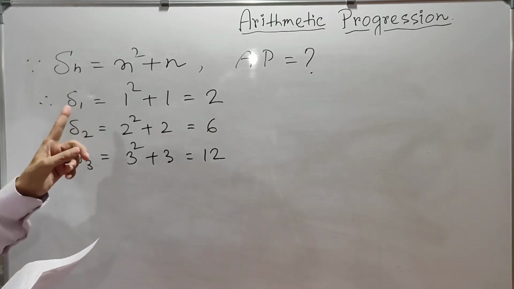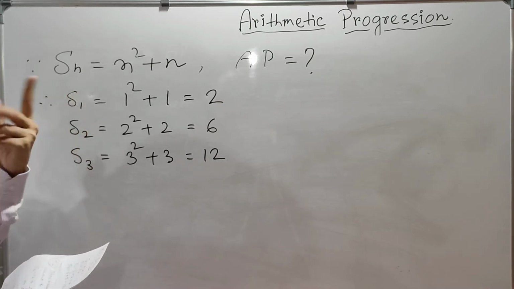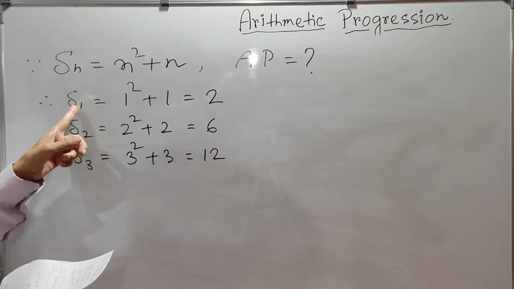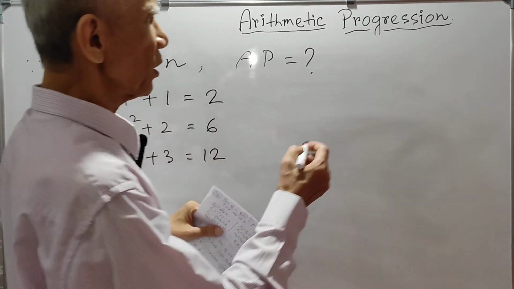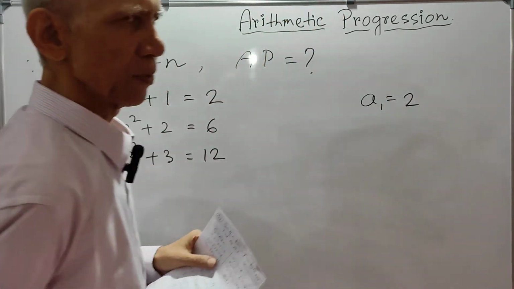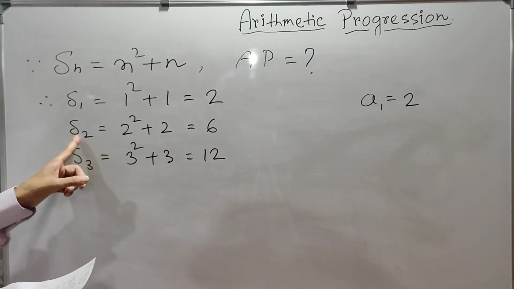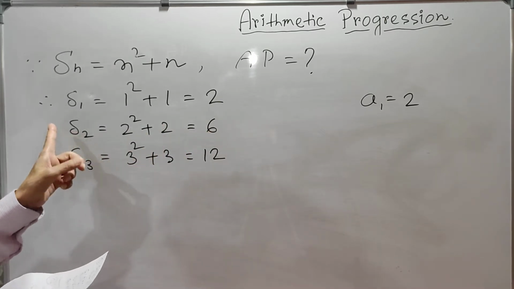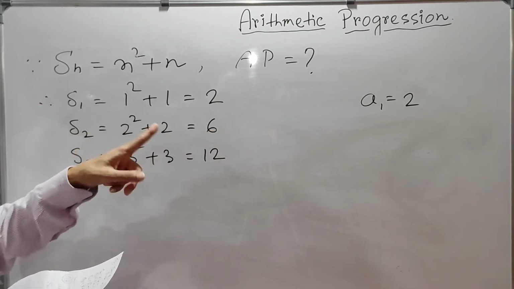Now, S1 means what? S1 is the sum of one term. The sum of one term in an AP means the first term. So the first term is 2, that is, A1 equals 2. Now S2 is 6. S2 means the sum of the first term and the second term.